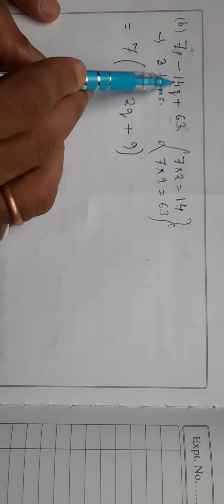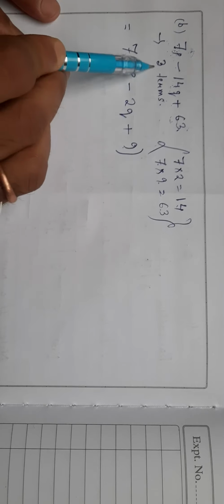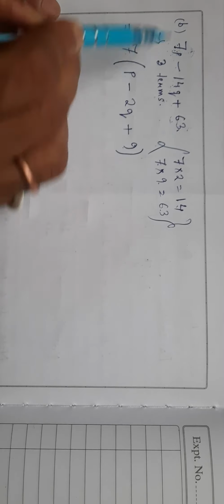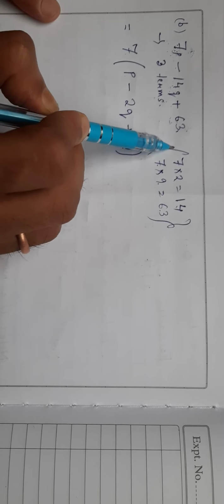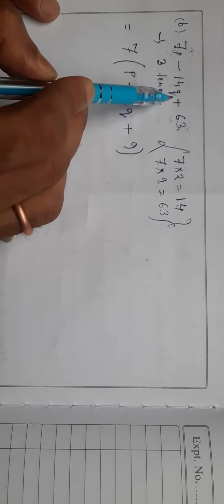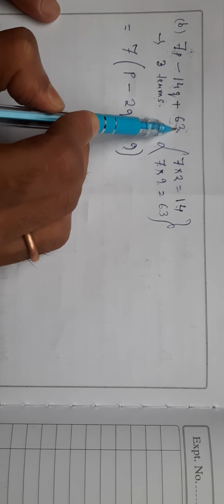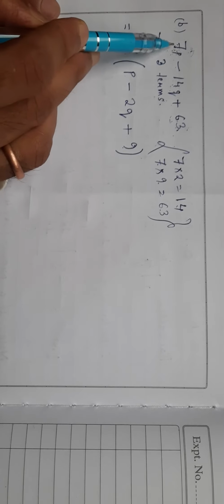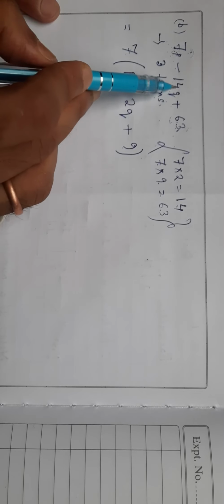So you have got 1, 2 and 3. There are 3 terms. Next we'll check for that out of these 3 terms what is common in all of the terms. So what we see is here the variable is p, here q, and here no variable. So we cannot take anything common. Next we look for the integer number. Here is 7, here is 14, here is 63.